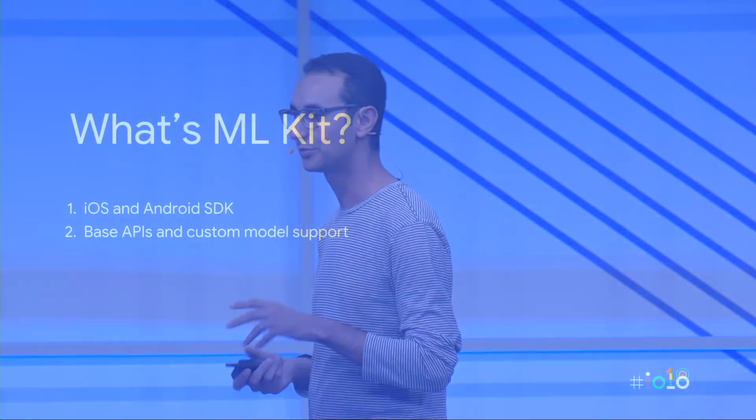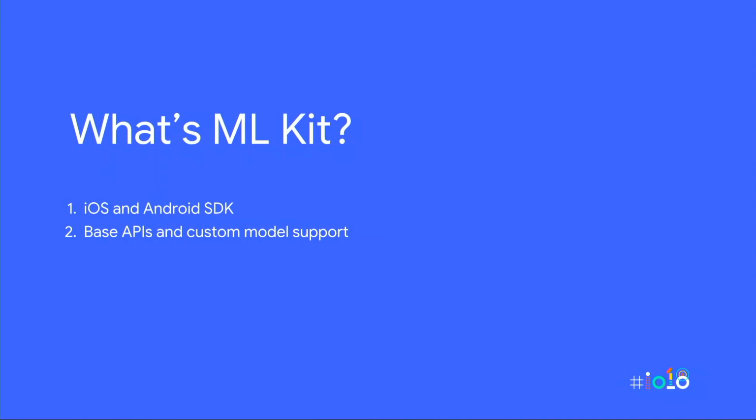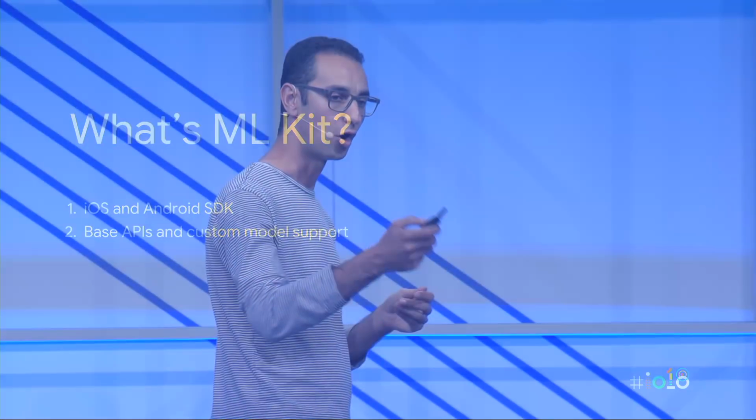We offer two rough buckets of features. One is what we call base APIs. These are APIs that are backed by Google models. And so as far as you're concerned as a developer, there is no machine learning involved. The other is a set of features that help you use your own custom-trained models. I'll tell you a lot more about that in a bit.